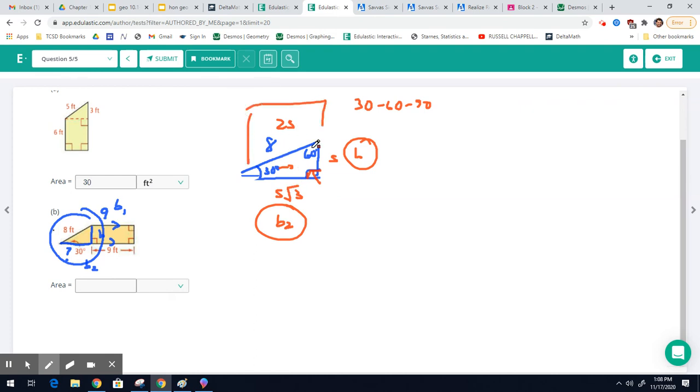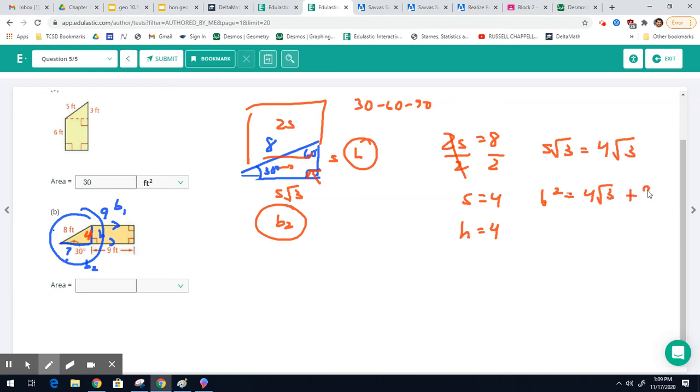Well, right now they give us what 2S is. 2S equals 8. To get S by itself, we divide by 2, divide by 2, S is 4. So S, the height, is 4. So this is equal to the height. So my height is 4. Okay, that's important. And now to find this S square root of 3, we simply take 4 and multiply by the square root of 3. And that's the bottom side here, S square root of 3. So to find base 2, we're going to add 4 square root of 3 plus 9.